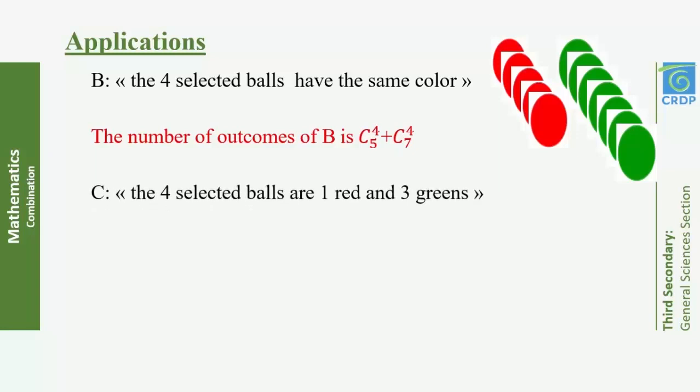In the event C, the 4 selected balls are 1 red and 3 greens. Over here, I have 2 different conditions in the same outcome. So one outcome must include a red ball and 3 green balls. It's also a combination, so I'm selecting 1 ball out of 5 for the red and 3 balls out of 7 for the green, and I'm multiplying since the 2 conditions refer to one outcome. In the previous event, these were 2 different outcomes, this is why I had to add, but over here, since they represent the same outcome, I need to multiply. The 2 conditions must be satisfied at the same time.